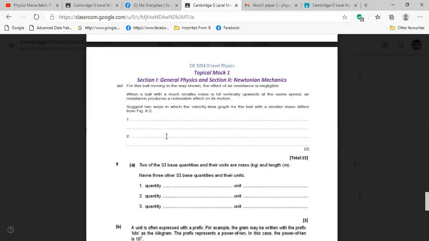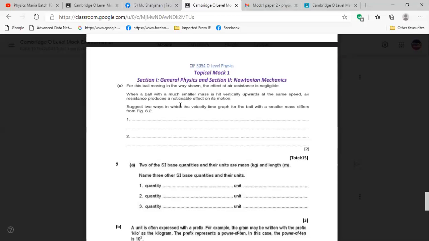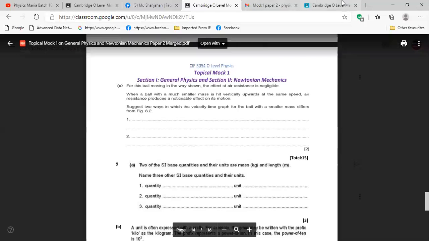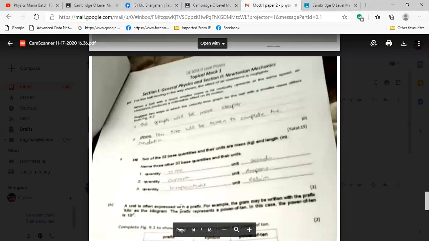And the time to reach the maximum height will take less, right? I wrote this one. So this one should come here. So these points will be there in our graph, right? They are asking about the graph, which will be different from figure 8.2.